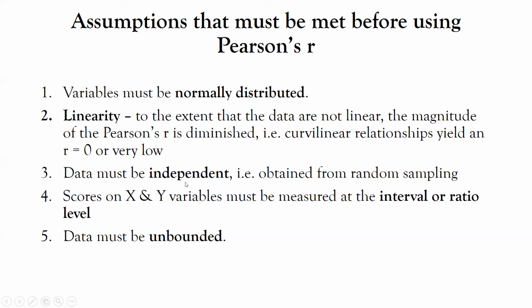Next, data must be independent, and to ensure that we simply do random sampling. Next, interval or ratio level data dapat. Otherwise, you use the non-parametric measures of correlation. And fifth, as I've just discussed, it is better if the data comes from a not so restricted range, when it is unbounded.